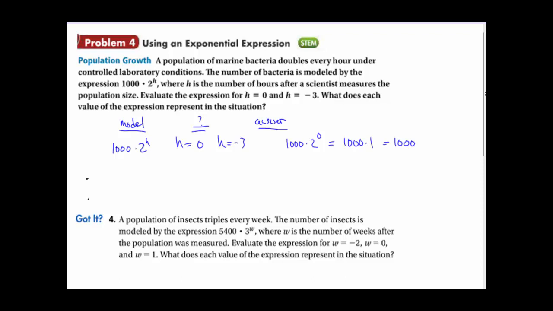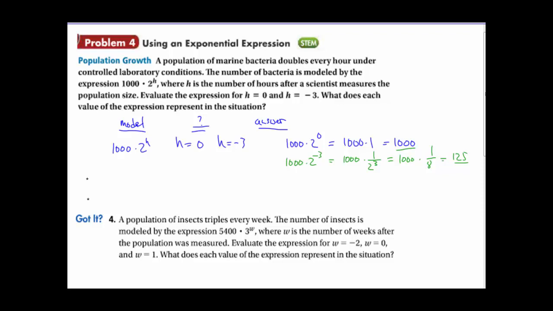If we do the next one, we have 1,000 times 2 to the negative 3rd. Again, exponents come first, so we're not going to go 1,000 times 2. We're going to go 2 to the negative 3rd. Remember, negative tells you reciprocal. So this is 1,000 times the reciprocal of 2, which is 1 over 2. But we keep the exponent, so that's 2 to the 3rd. So we have 1,000 times 1 over 8, or really 1,000 divided by 8, which is 125. So at h equals 0, we get 1,000, and at h equals negative 3, we get 125.